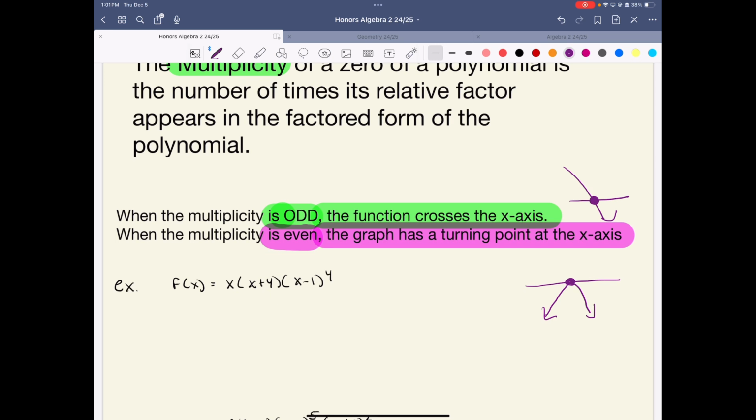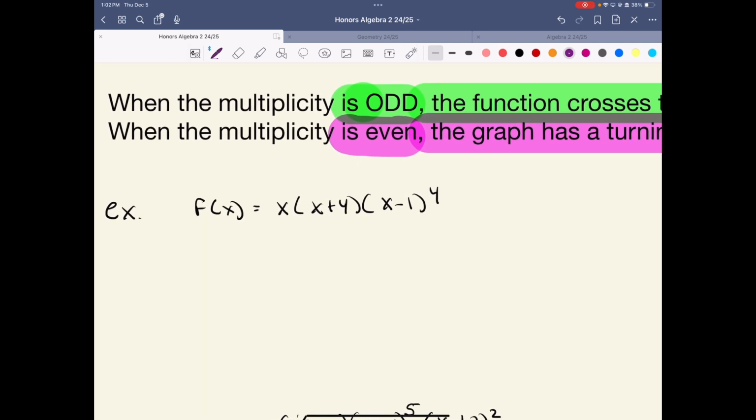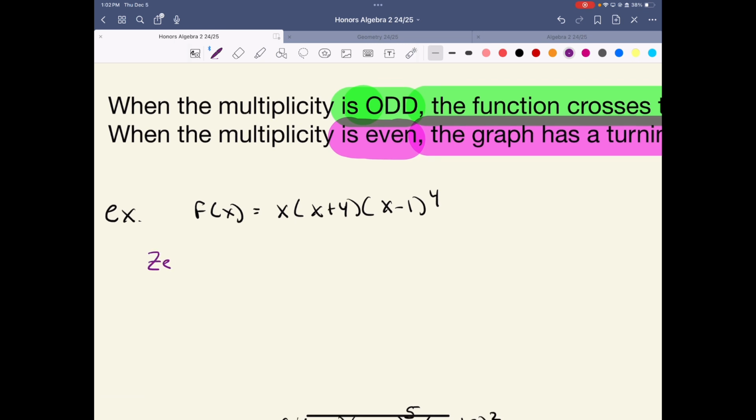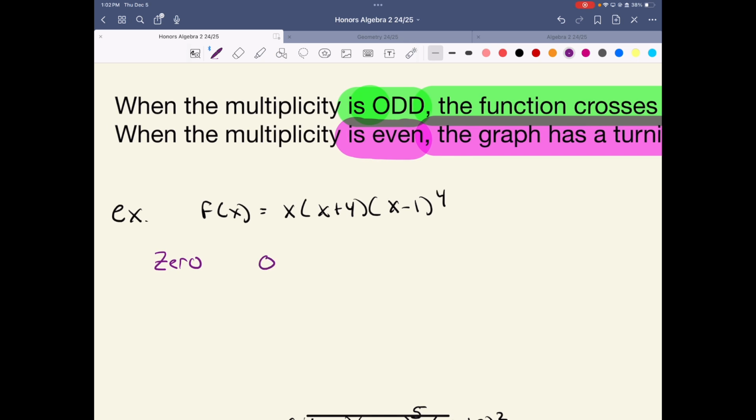We're not going to worry about how to find that turning point. But this one we are. Okay? So that multiplicity is needed to figure out what our graph is going to do. Is it going to go through the point, or is it going to turn or bounce off of it? So if I look at this next one, f of x is equal to x times x plus 4 times x minus 1 to the 4th power. The first thing we want to do when we start to graph these is find the zeros first. Has to be the first thing that you do. That's why we started with it. So the zeros for this are 0, -4, and 1.